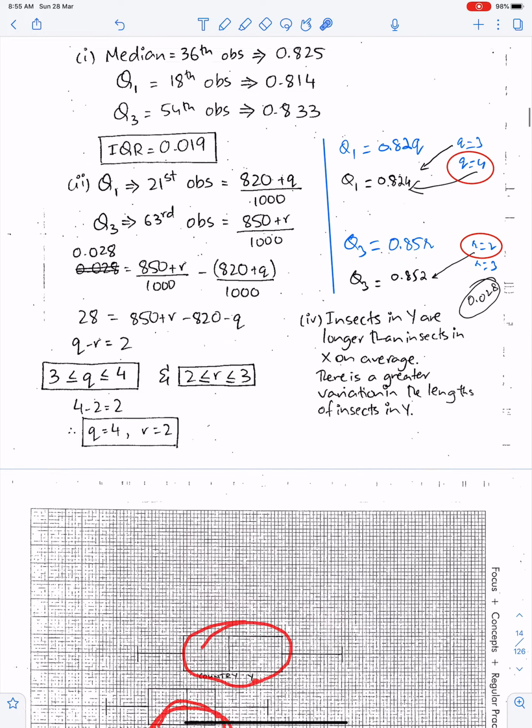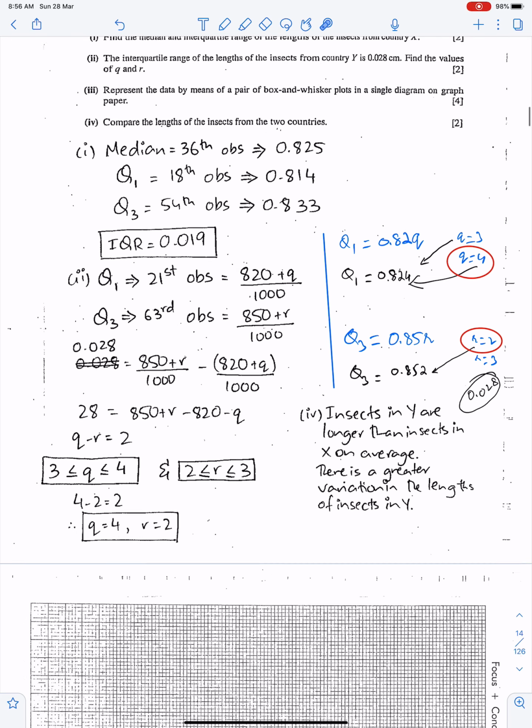See, on average, country Y has longer insects than country X, and the range of country Y insects is greater, so you should write: lengths are more scattered in country Y. Lengths of insects are more scattered in country Y than in country X.